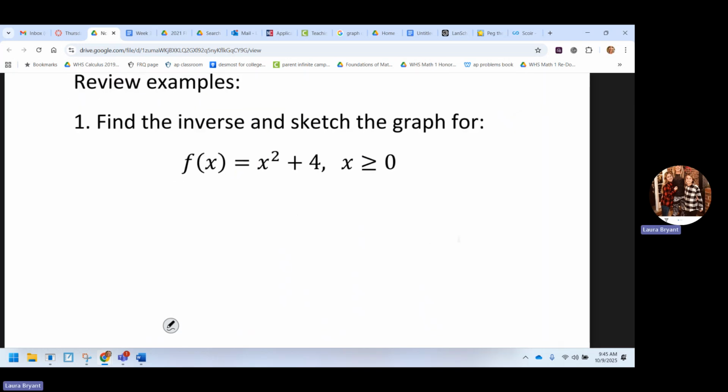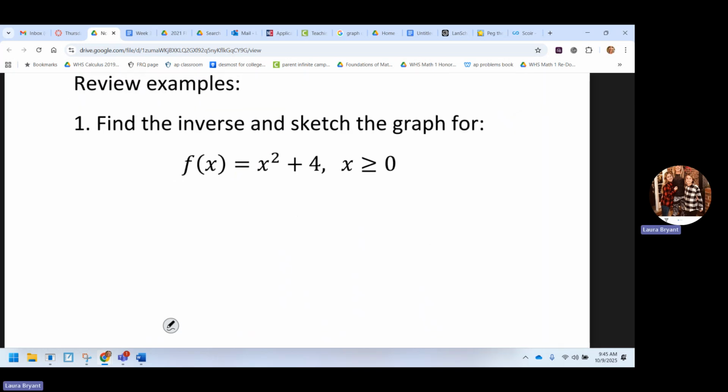So first thing, just reviewing how to find an inverse and sketch. The directions give us x squared plus 4. So if we sketch a graph for x squared plus 4, that's a quadratic with a vertex at 4. But the directions say to only keep x greater than or equal to 0. So actually I'm only going to keep this half of the graph. This would be my graph. So that would be the original, we call f of x. And then the directions say find the inverse.